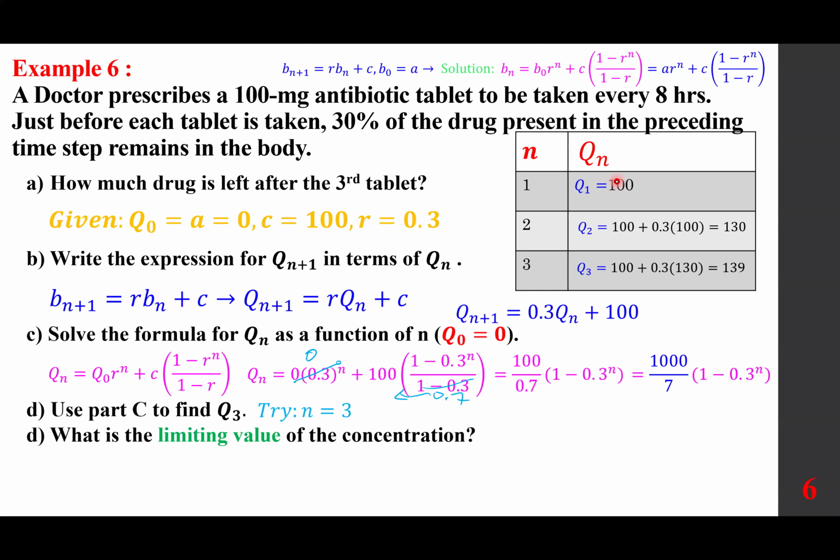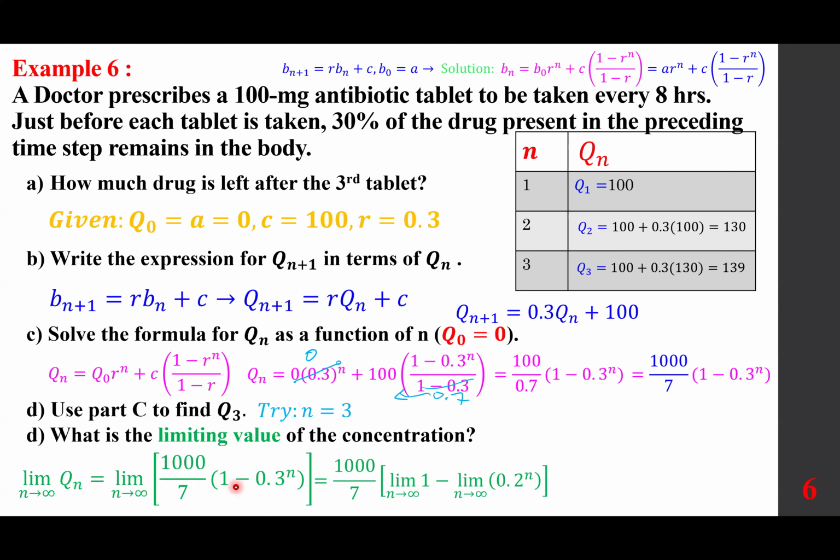What's the limit? Let's take the limit. When you take the limit and use the limit laws, you bring this number out and you take the limit of each piece. The first one is a constant. That gives you 1. And this one, because the number 0.3 is between -1 and 1, that goes to 0.